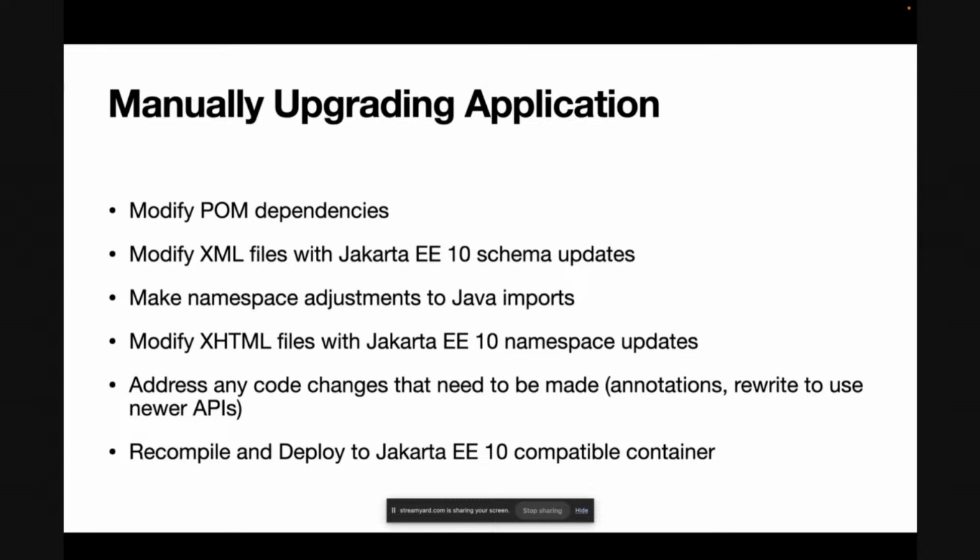Then you'll need to modify your XHTML files with Jakarta EE 10 namespace updates. Okay, and this is not hard to do. And actually, your application will still work if you don't do this. But it's a good practice to upgrade to these new namespace updates at this point. And then you need to address any code changes that need to be made. So some annotations, as I mentioned before, have been made obsolete now. There are some things in the code that will no longer work. Very minor things in the APIs have changed that would make your applications no longer work.